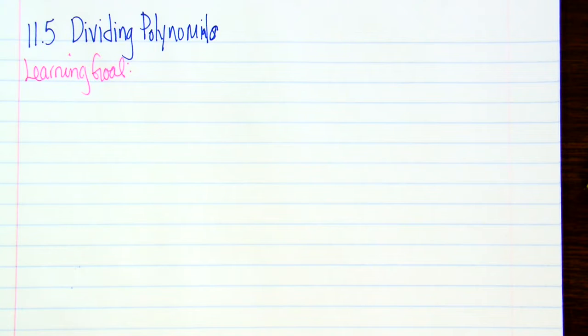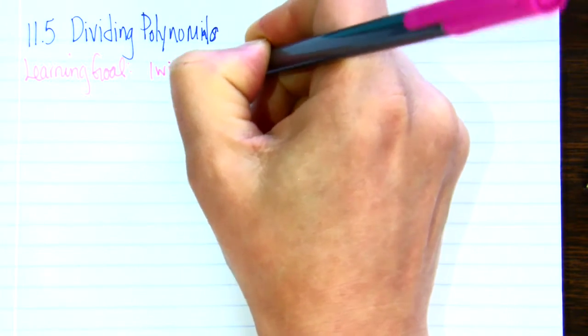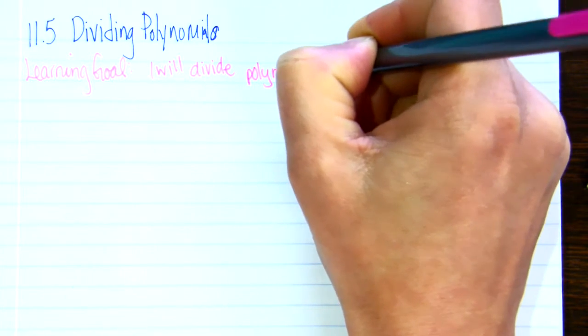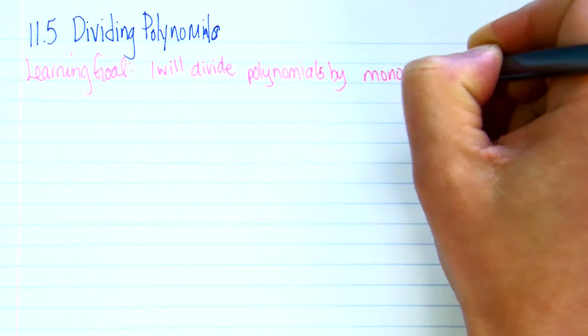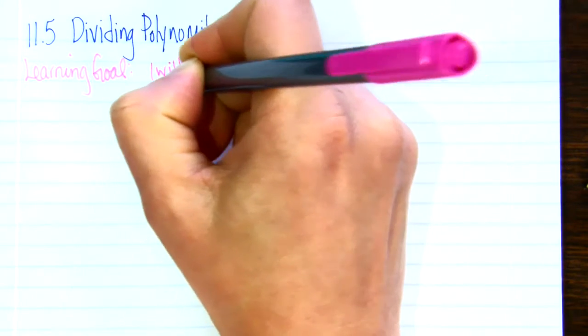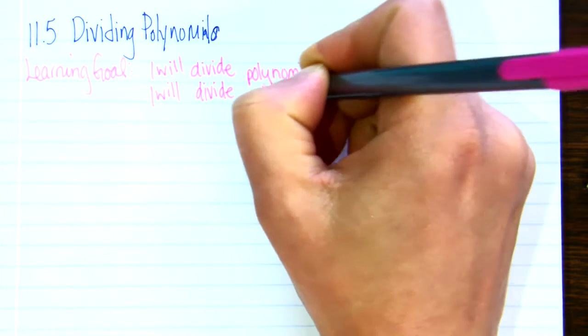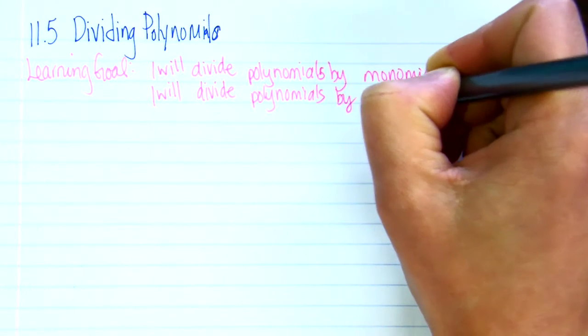All right, 11.5, dividing polynomials. So this is a slightly trickier version of what we were doing yesterday. Our learning goal is I will divide polynomials by monomials, and I will divide polynomials by binomials.